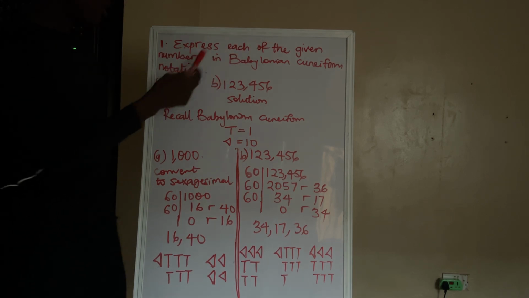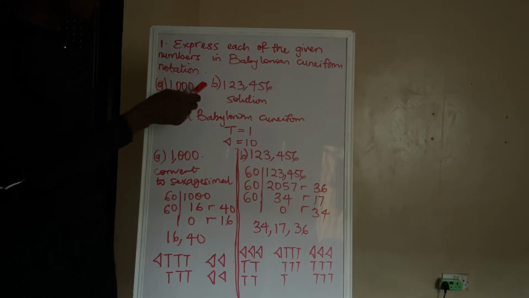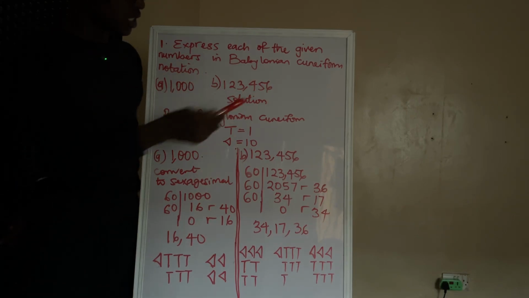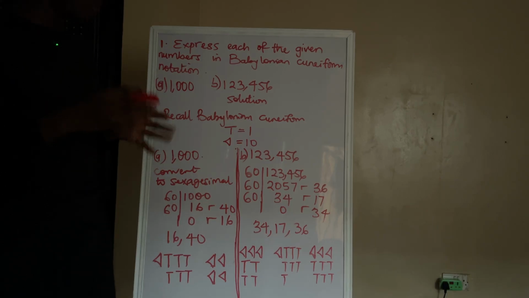Express each of the given numbers in Babylonian cuneiform notation. And the numbers are 1,000 and 123,456. So, firstly, let's recall what Babylonian cuneiform really is.